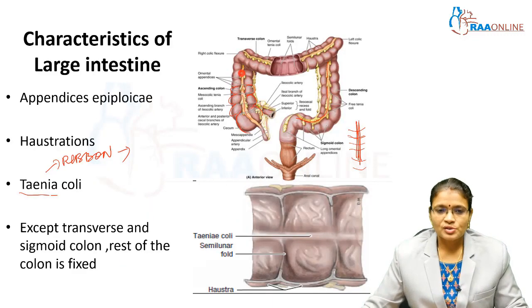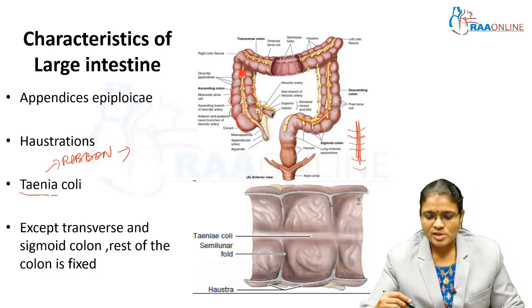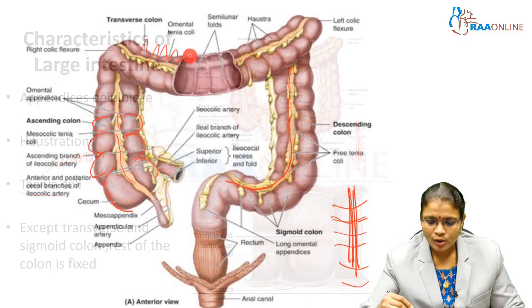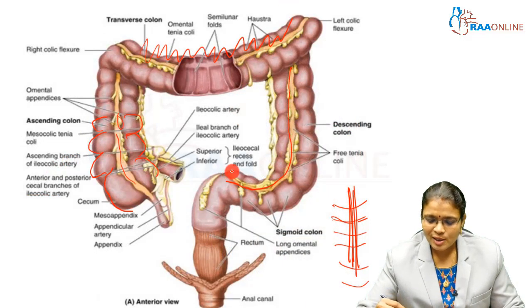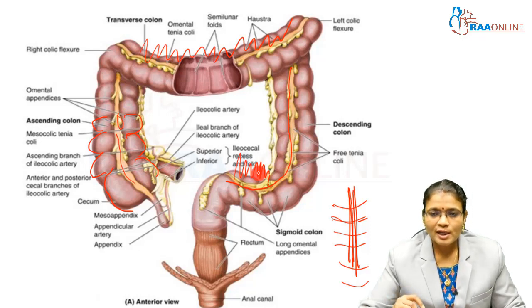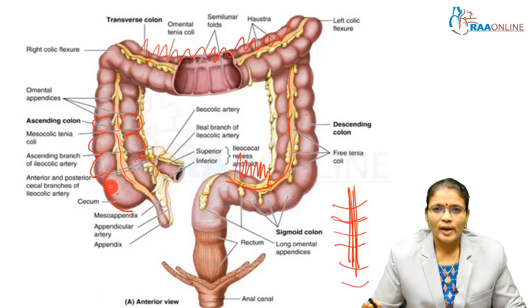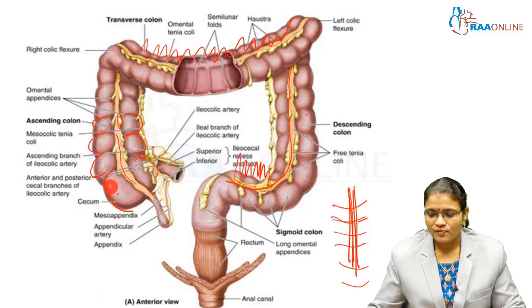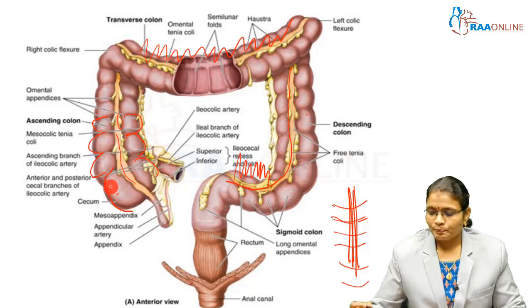And next feature is the presence of mesocolon. Transverse mesocolon is present over the transverse colon. Here it will be present and sigmoid mesocolon will be present over the sigmoid colon. Ascending colon, this is ascending colon and this is descending colon and this is cecum where there is no peritoneum, hence it is fixed. This is called as fixed ascending and descending colon, and the transverse colon and sigmoid colon alone is mobile because of the presence of peritoneum.